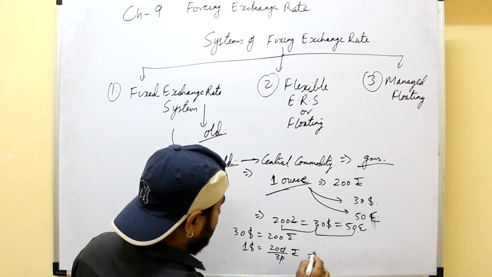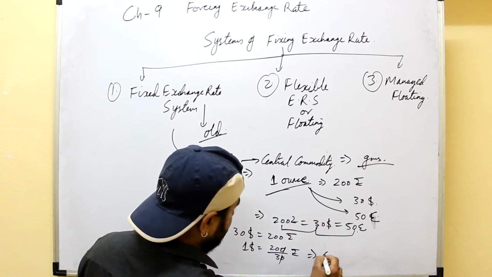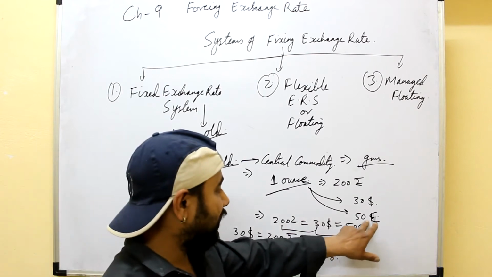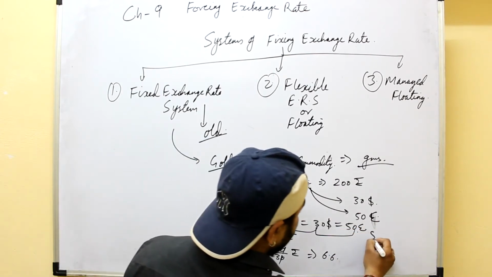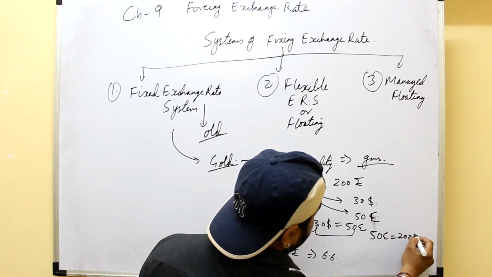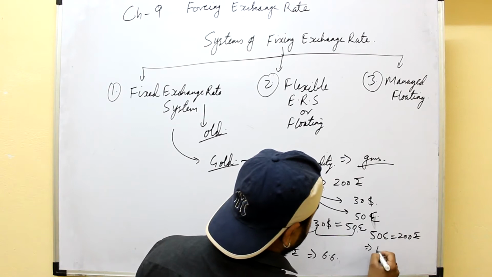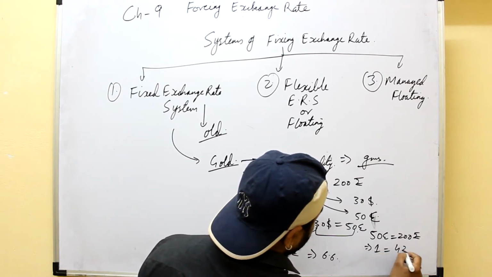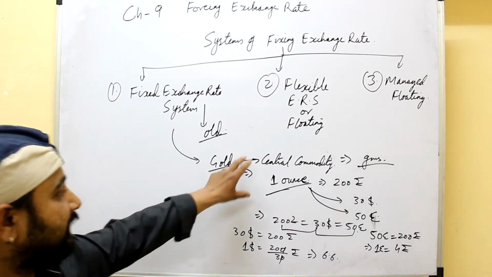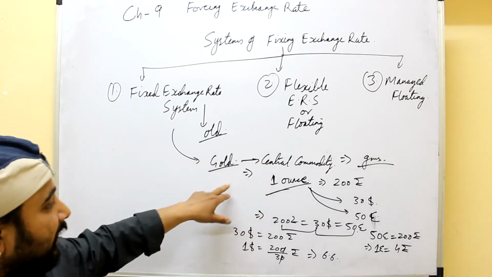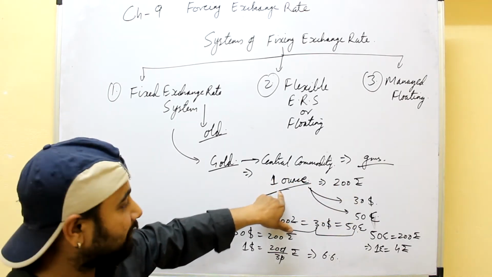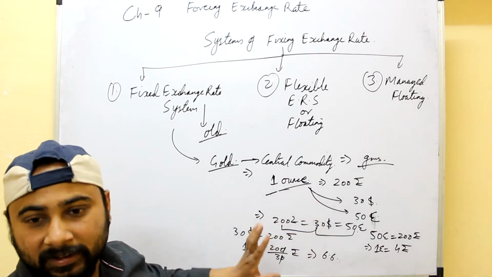Or it would come as 6.6, right? Similarly, the value of euro can be determined. Say 50 euros will be equal to 200 Indian rupee, or you can say 1 euro will be equal to 4 rupee. Just remember here, the central commodity remains the gold, and how many units of a currency are required to buy 1 ounce of gold. On the basis of that, we will determine the exchange rate.